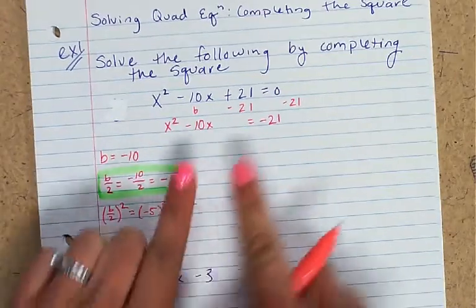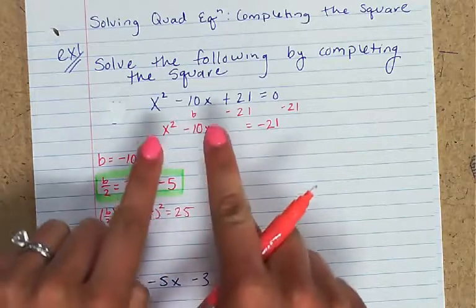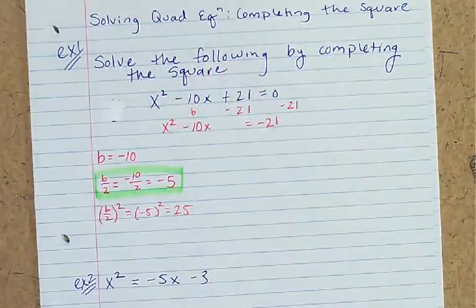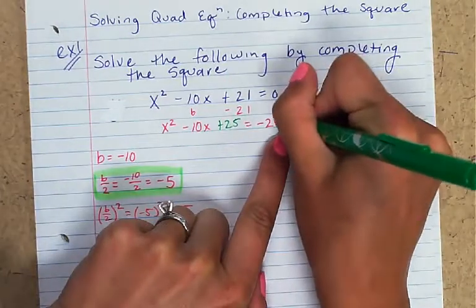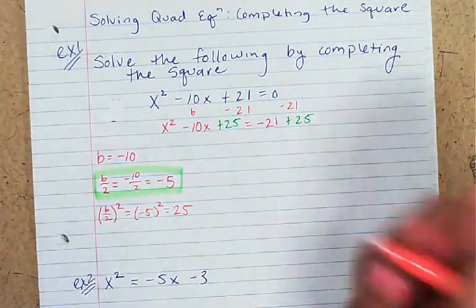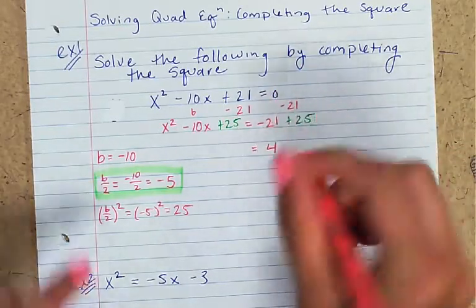Now that tells us what we need to add on to both sides of the equation to make this side be a perfect square. As a reminder, if you do something to one side, you have to do it to the other. So I'm going to add 25 in here. I'm also going to add 25 in on the right. So negative 21 plus 25 is 4.